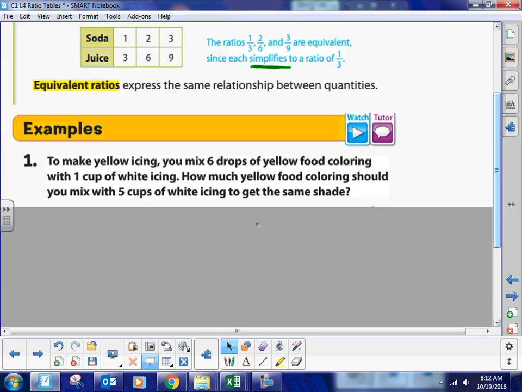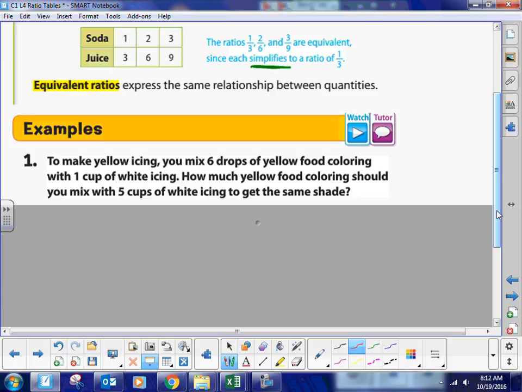Okay, it's an example. Okay, try this on your own. See if you can do this on your own. To make yellow icing, you mix 6 drops of yellow food coloring with 1 cup of white icing. I know the answer's there. Try to do it without the answer. How much yellow food coloring should you mix with 5 cups of white icing? Okay, the ratio is what? 6 to 1. They want to know what happens if you got 5. This is white icing.